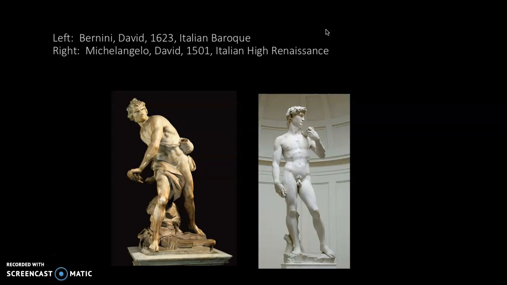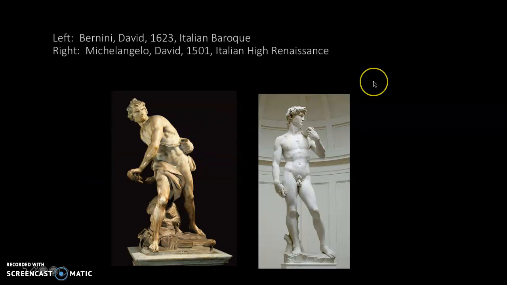And of course, the classic comparison is to think about Bernini's David alongside Michelangelo's David. Not only are these two sculptors presenting entirely different figures, we have the kind of classical contrapposto stance of Michelangelo's David versus this twisted, contorting, bending figure of Bernini's David, but those differences have a lot to do with the moment of battle that's being depicted.